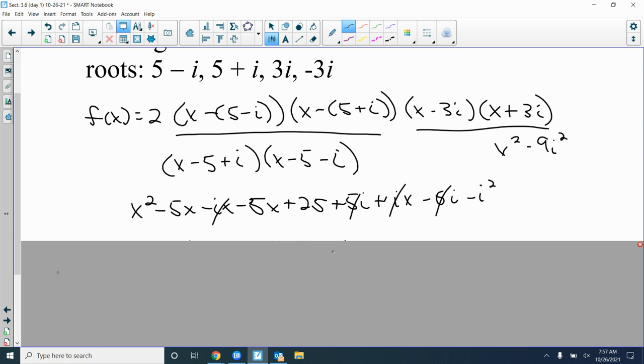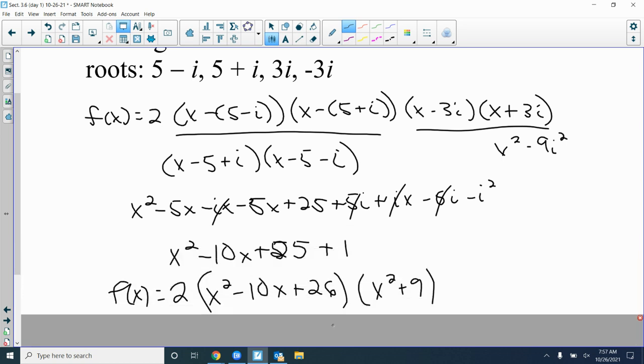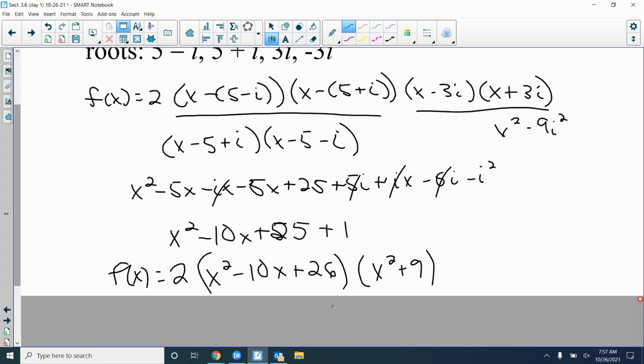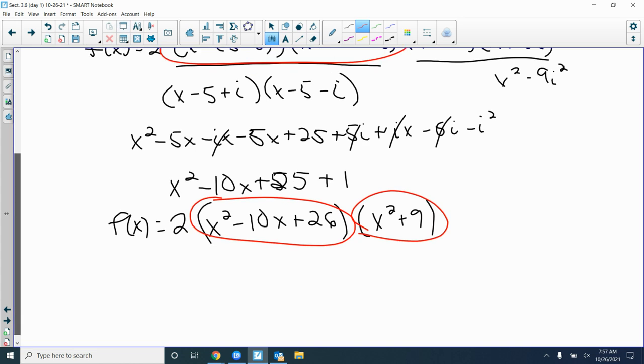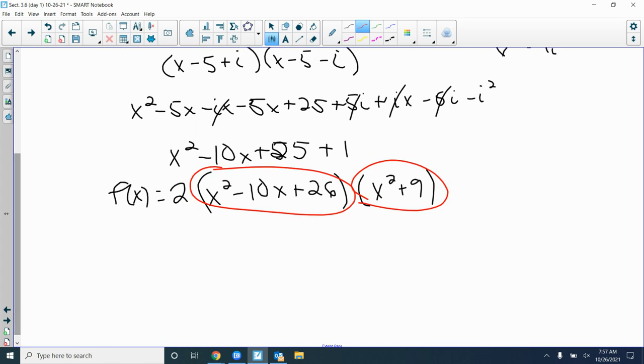And when you multiply that all out, you should end up with x squared minus 10x plus 26. That is this piece here. That becomes this. And then x minus 3i times x plus 3i becomes x squared plus 9. And then you multiply those two together, and in the end, you distribute that 2. So there's a lot going on there, but that's kind of how you end up with that final answer. I just wanted to at least cover that a little bit. All right, anything else I can go over?